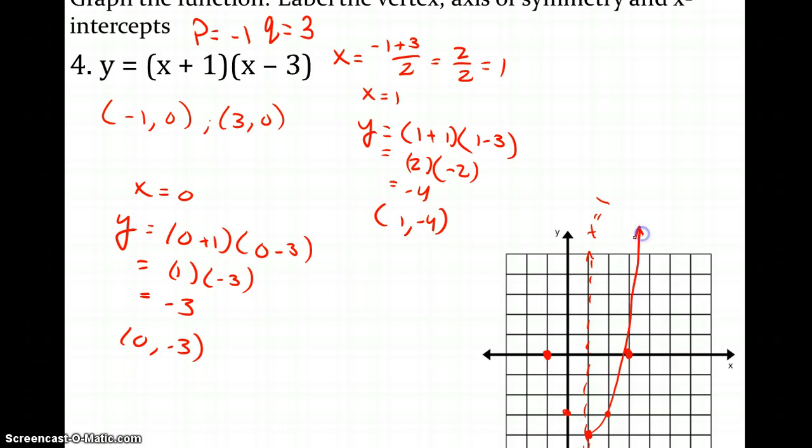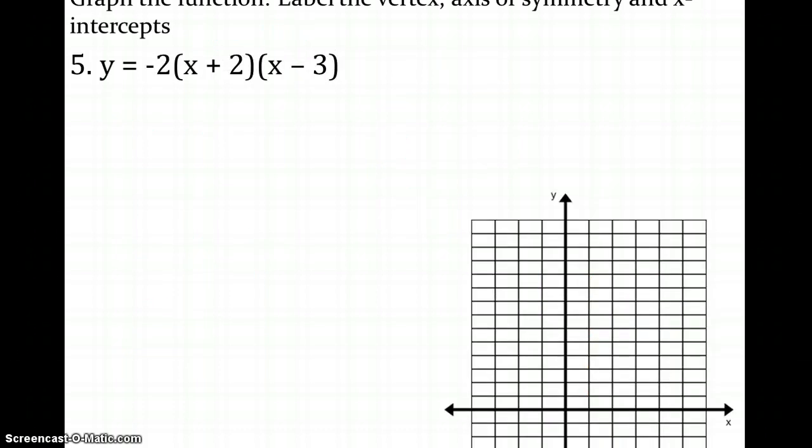Oh, and we have to go past the graph because we can't lose all our points. Thank you very much. The only thing left to do is label the vertex, Sally. Okay, so our vertex we said was 1, negative 4. There it is. Wonderful. Okay, here comes the next one.